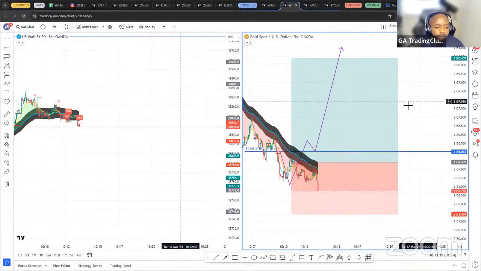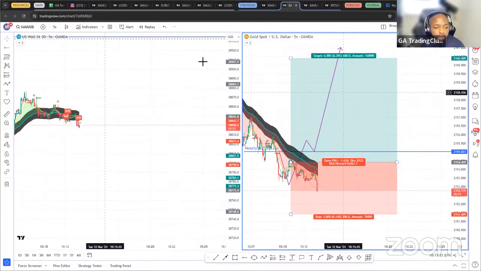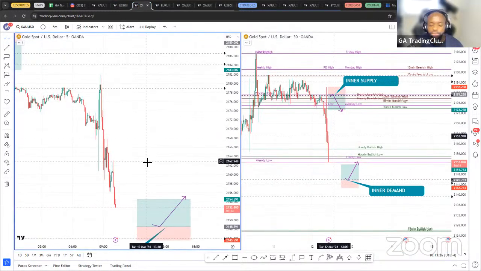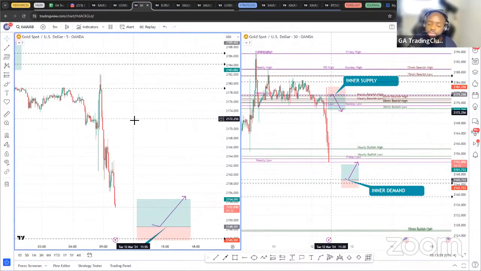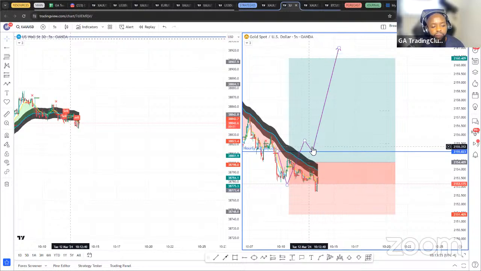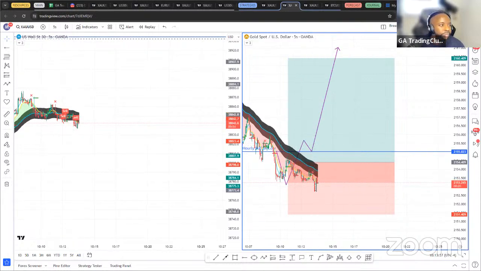And I'm hoping we don't get stop hunted on this one, but that's definitely possible. But here on this 5-minute time frame, I would want to see possible higher lows start getting created. And that's the way you can play this pattern that we've drawn up right here.